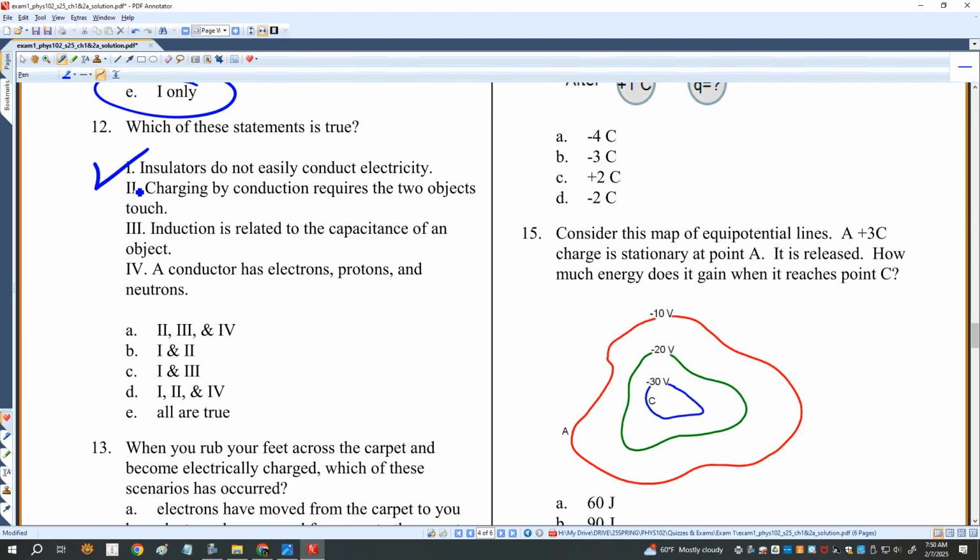Charging by conduction requires the two objects touch. Yeah, that's how we define charging by conduction versus charging by induction where they do not touch. Induction is related to capacitance of an object, not even really a thing. A conductor has electrons, protons, and neutrons. Yes, so I have 1, 2, and 4.